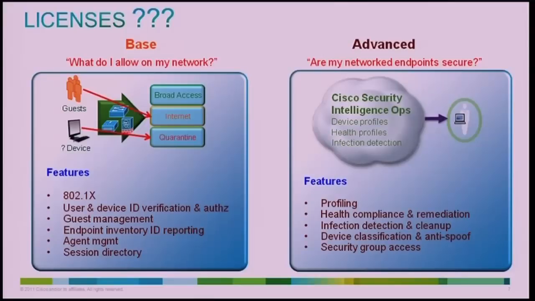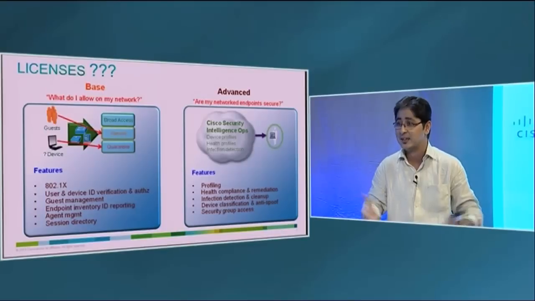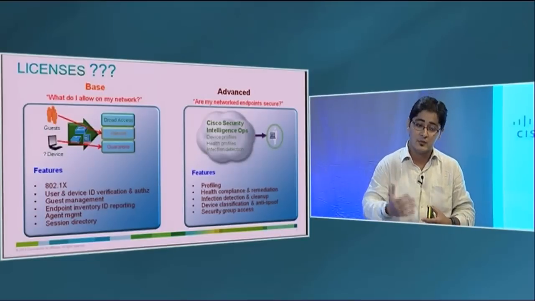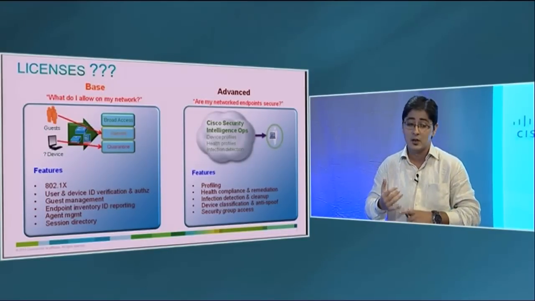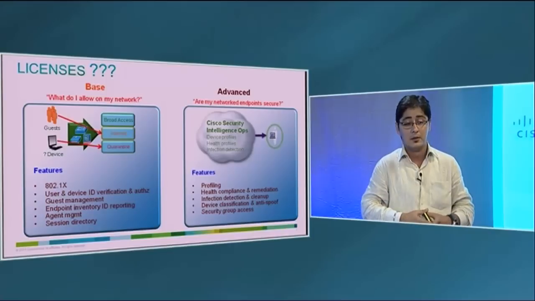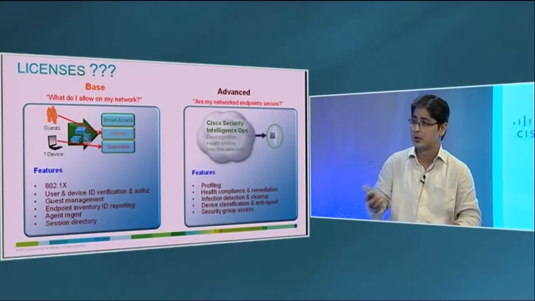But going a step beyond that, you want to make sure that your network endpoints are secure, because it's all about security, right? So you go for the advanced license, which will give you profiling, health compliance, infection detection, device classification, and security group access.